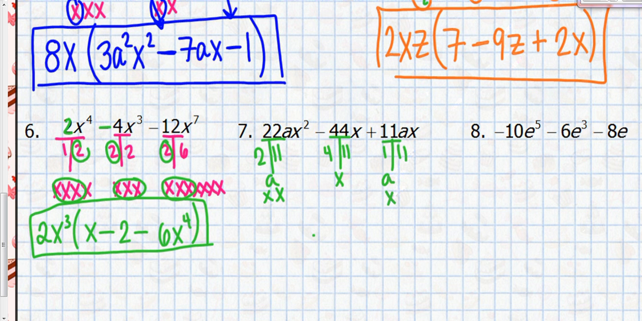Okay, doing this step, you're going to see that the more you do this, the less you're going to need to go through and actually list out all your factors. You're going to be like, duh, there's an x in all of them, I can take out an x.